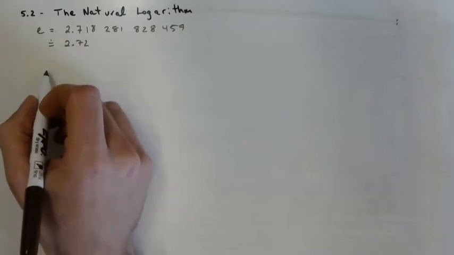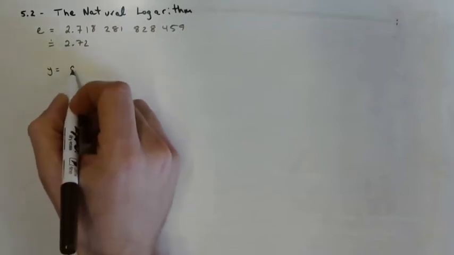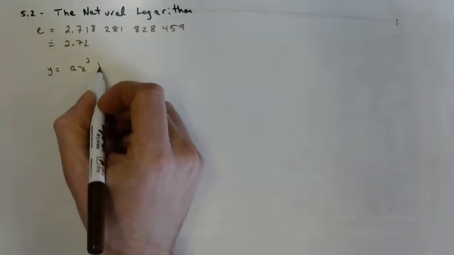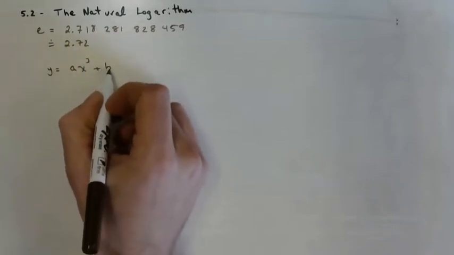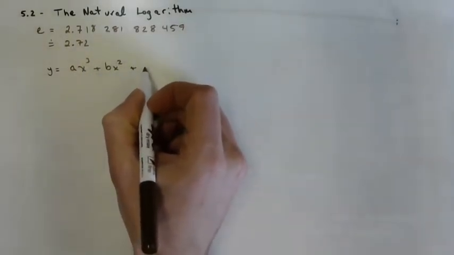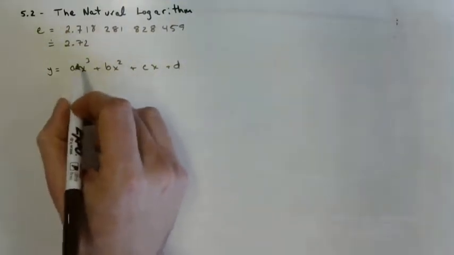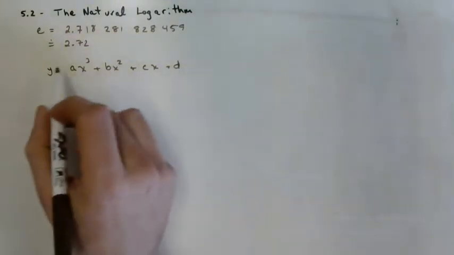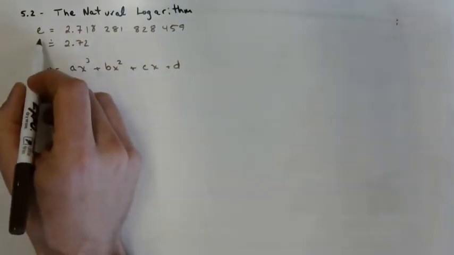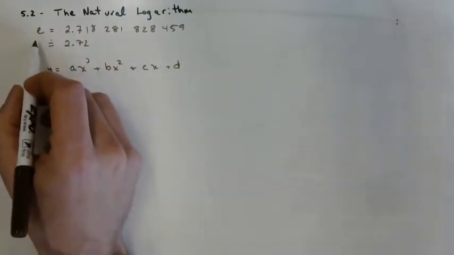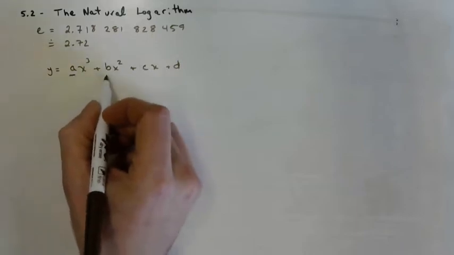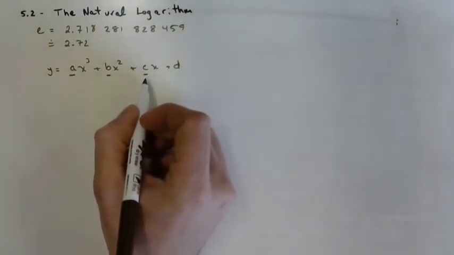So if we have any polynomial equation like ax cubed plus bx squared plus cx plus d, anything to any index, and you factored this out, you cannot get the value e. It cannot be, that's if a, b, and c are integers.